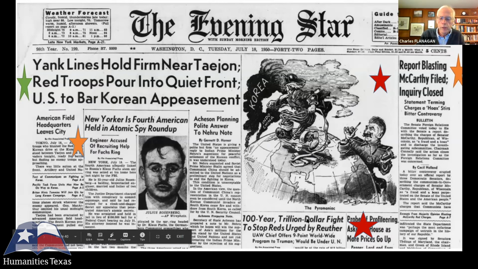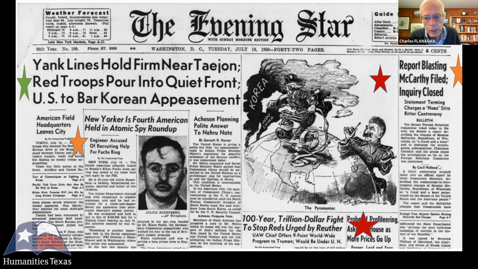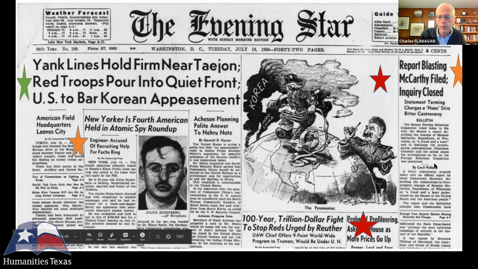And then you got two stories with the orange stars that are related to domestic fears of subversion. Over on the right, you've got one where the Dawes Committee has denounced Joseph McCarthy. McCarthy had said there were communists in the State Department. So the Dawes Committee investigated, and they said McCarthy was a fraud and a hoax, but McCarthy's not going to go anywhere.